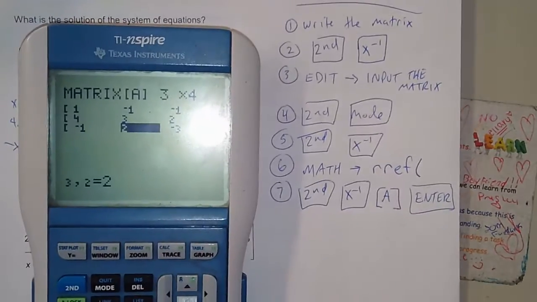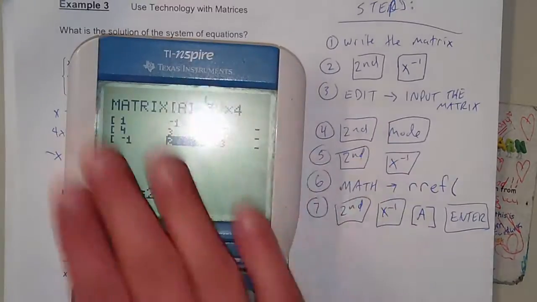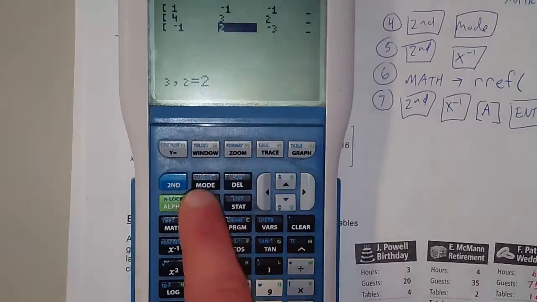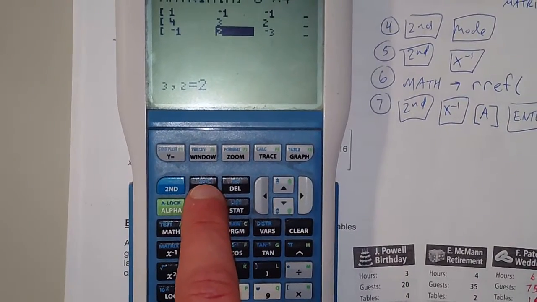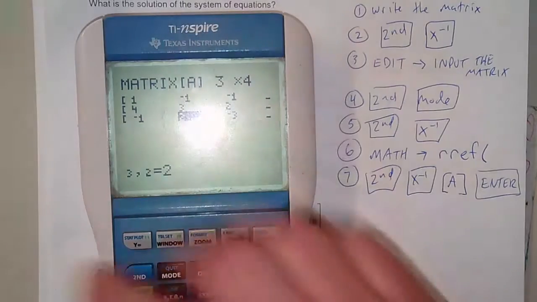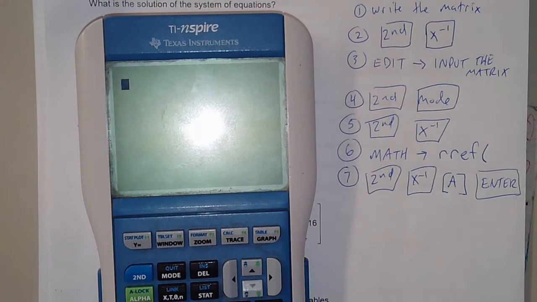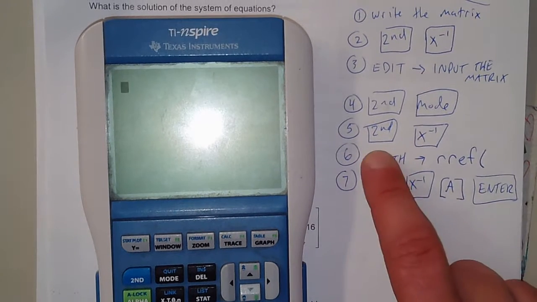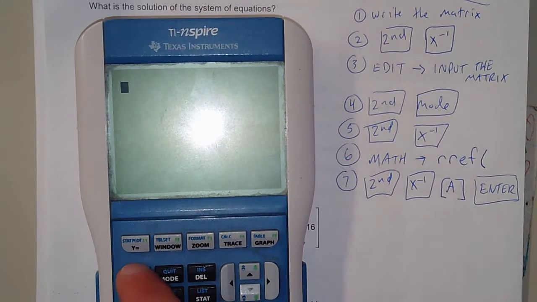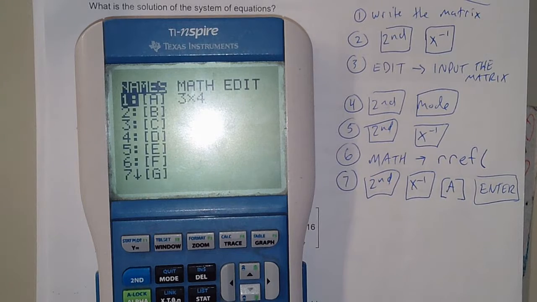This is the one that most people forget to do. From here, we need to get out of this. So second mode, if you notice, mode is right here. Second mode says quit. So you need to get out of this. So you press second mode to get back to your main screen. Then we need to return to the matrix menu. So second matrix.